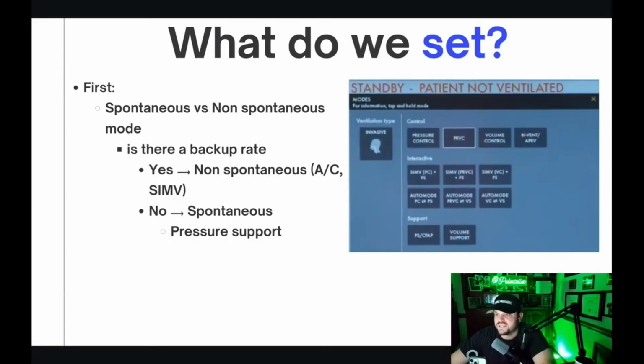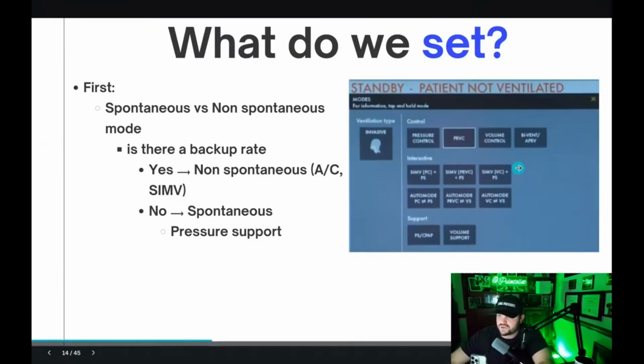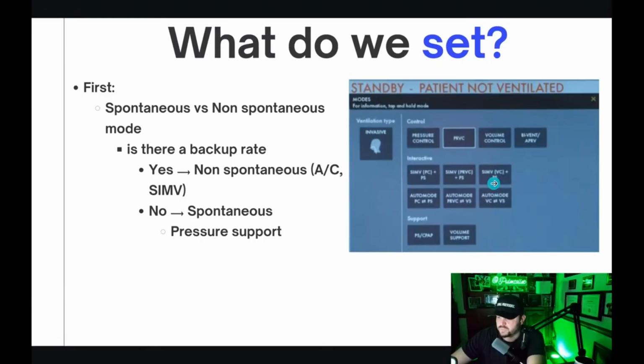Okay, what are we setting? So we're first setting the mode. The first question with the mode, and this I took from a Servo screen, is what we're looking at: the control, the interactive, which ignore because that has SIMV on there, and SIMV sucks, as we know, or the support. So support meaning pressure support, volume support, which is like AVAPS in a way, but with the breathing tube. So I don't really use volume support a lot of times.